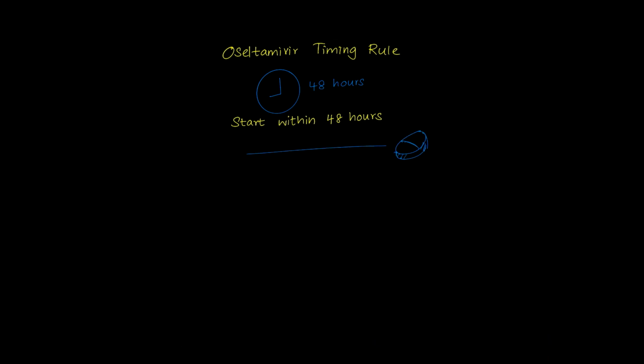Oseltamivir, brand name Tamiflu, has a timing rule that patients often forget. The best results occur when the medication is started within 48 hours of symptom onset. Inside that window, oseltamivir inhibits viral replication effectively, shortens illness duration, and reduces complication risk. Outside that window, the virus has already replicated heavily, and the drug gives much less benefit.